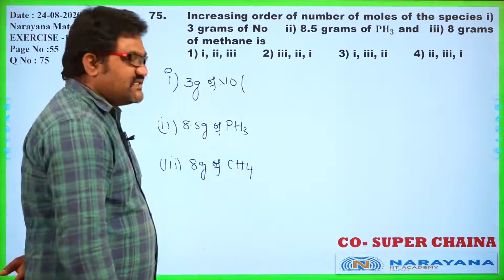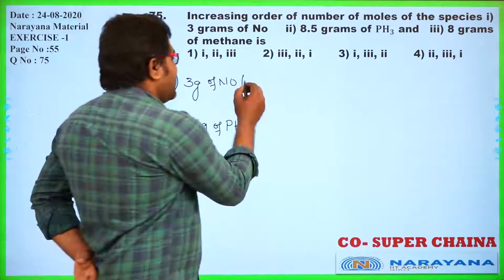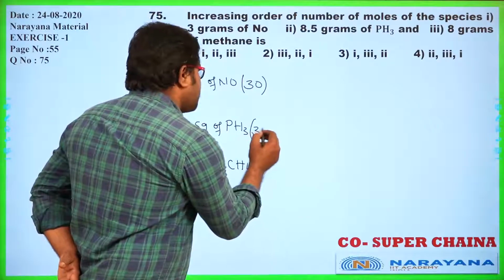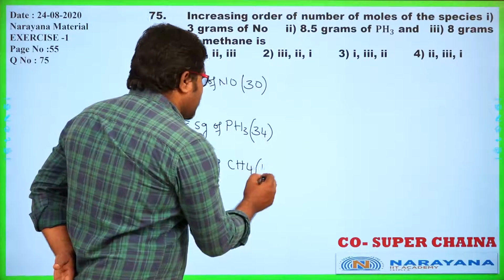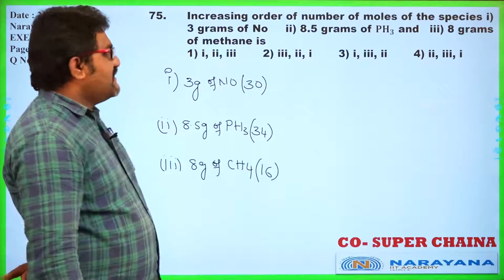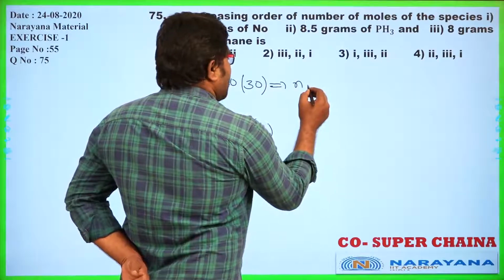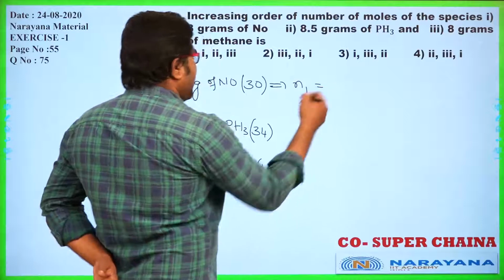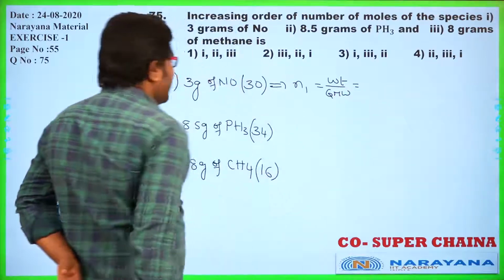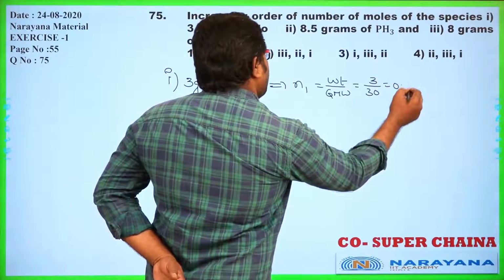For nitric oxide, NO, it is 14 plus 16 for oxygen, so it becomes 30 gram molecular weight. Here 31 plus 3, 34. Here 12 plus 4, 16. These are the gram molecular weights. Now each one we can convert into the corresponding number of moles. So N1, the number of moles, is given weight by gram molecular weight, which is 3 by 30, equal to 0.1.